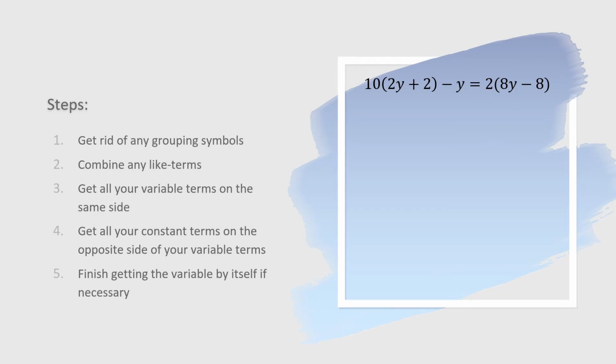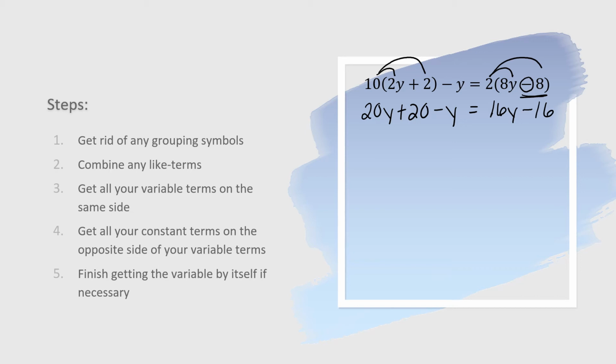All right, for this next example, we're going to just do the same thing, follow those 5 steps. The first one being getting rid of any grouping symbols. And again, we have those parentheses on both sides. So we want to go ahead and distribute both of those. And distribute the 2. And again, we want to remember this is a negative 8 because there's that minus sign in front of it. So we have 2 times negative 8 getting us negative 16.